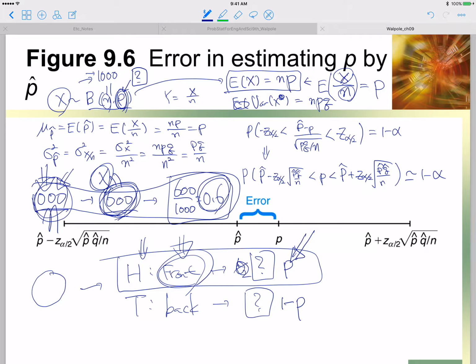So x divided by n, which is our new random variable, will have the expectation value for this unknown parameter p. So that way, x over n, this value can be used as an estimator for the true probability p.